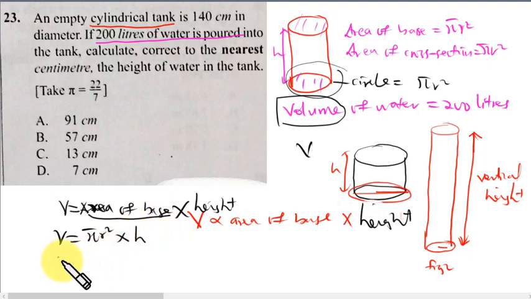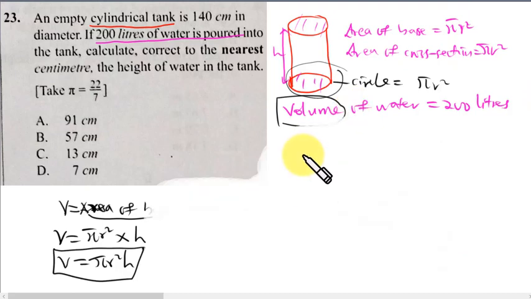So this means that the volume of a cylinder is pi r squared h, as simple as that. So we are going to use this formula to solve this question. So we say volume equals pi r squared h. Let us look at what we have here.